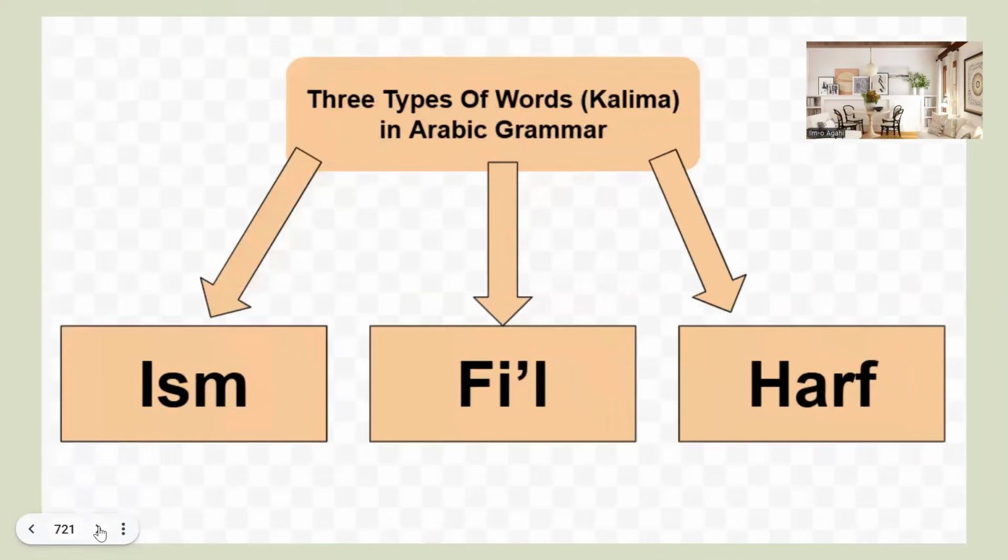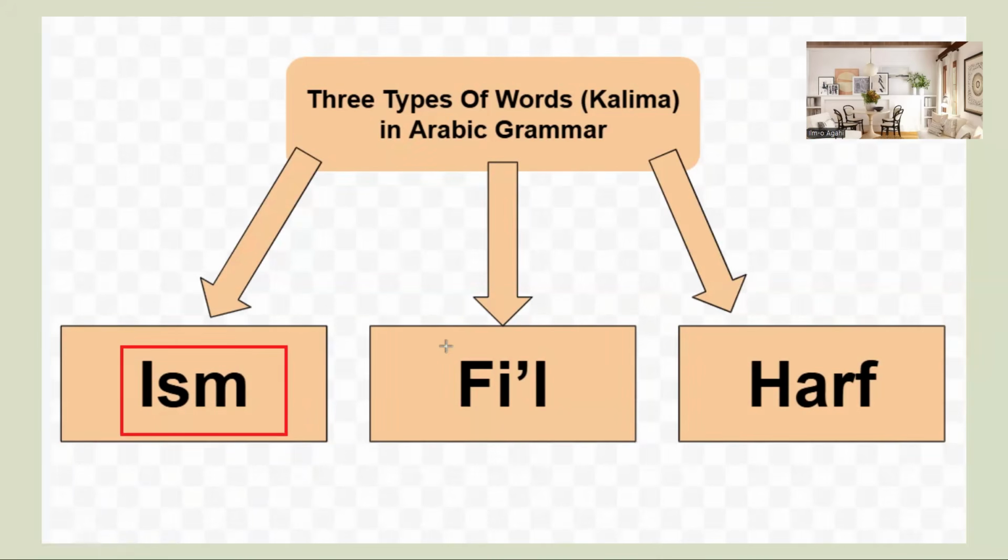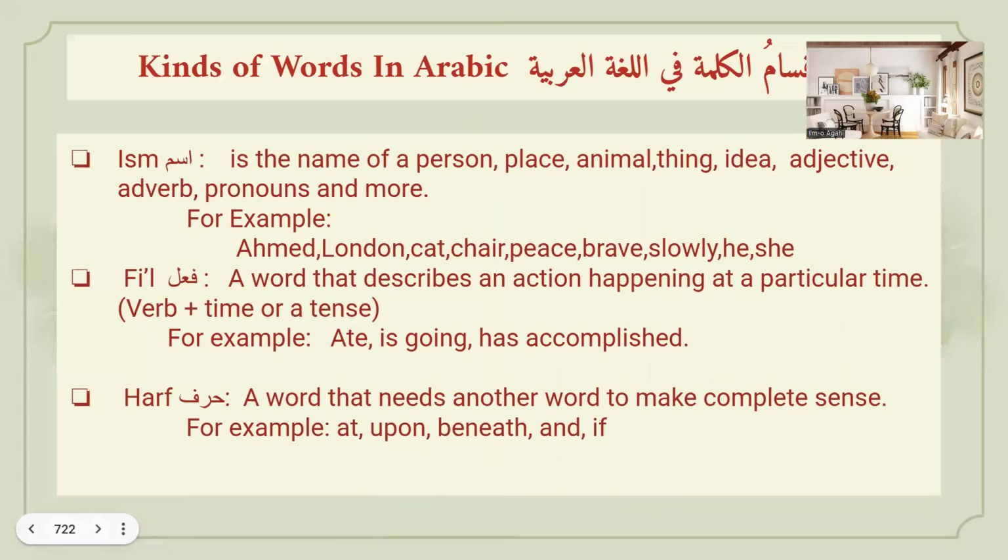So what are those 3 kalima in the Arabic language? These are ism, fail, and harf. So just memorize, say it with me: ism, fail, and harf. Okay? 3 types of words. What are they? What is an ism, what is a fail, and what is a harf? So let's see it.